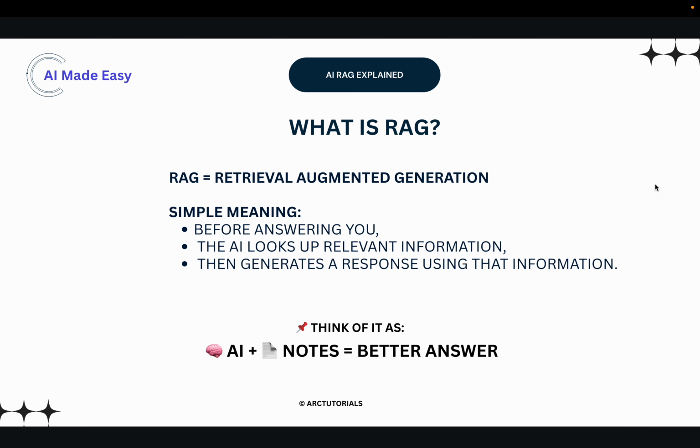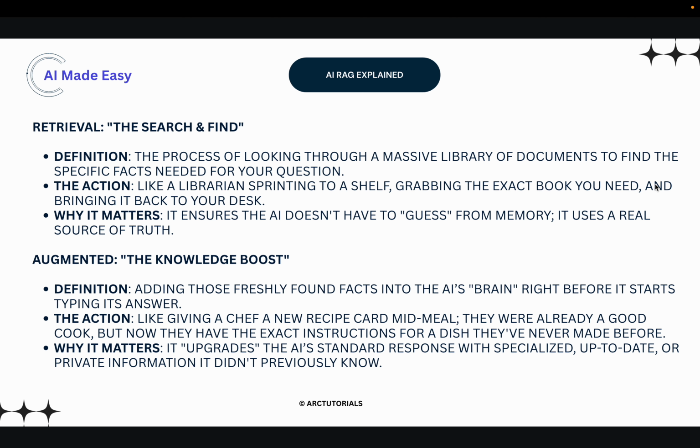Now, let me explain both the words separately: retrieval and augmentation. Retrieval means search and find, which is basically looking through a massive library of documents to find the specific facts needed for your question. Think of it like a librarian sprinting to a shelf, grabbing the exact book you need, and bringing it back to your desk. Simple as that. It ensures that AI doesn't have to guess from memory. It uses a real source of truth. Okay, so retrieval stands for search and find.